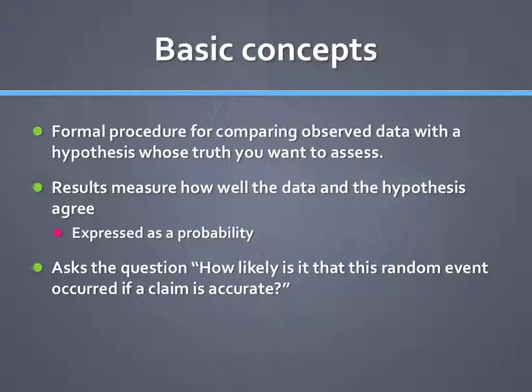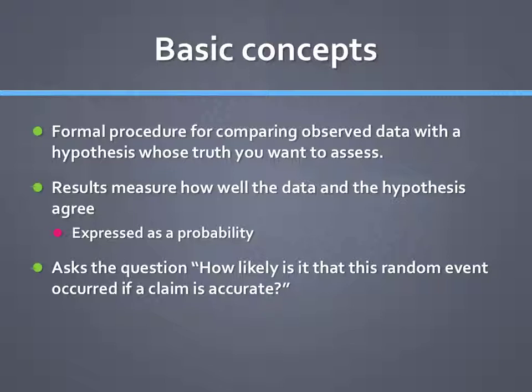What we're going to move into in chapters 11 and 12 is a formal procedure for comparing some observed data with a hypothesis whose truth value we want to assess. So that hypothesis is going to be the claim that the company is filling the cans of soda to 12 ounces. Our observed data is coming from our simple random sample.